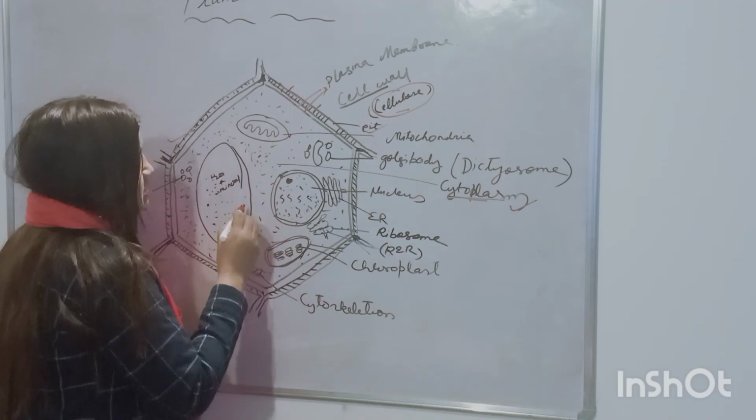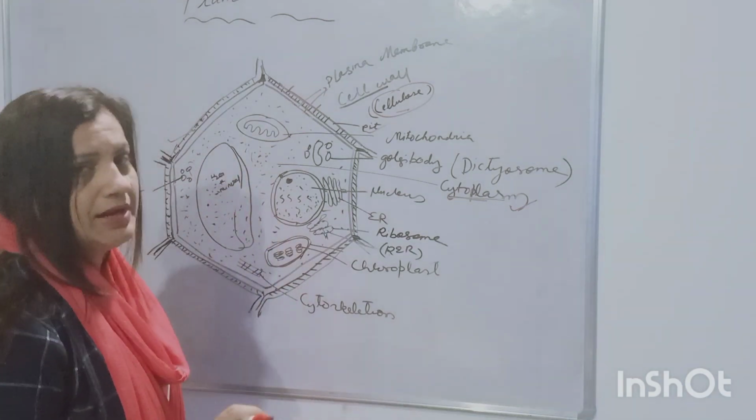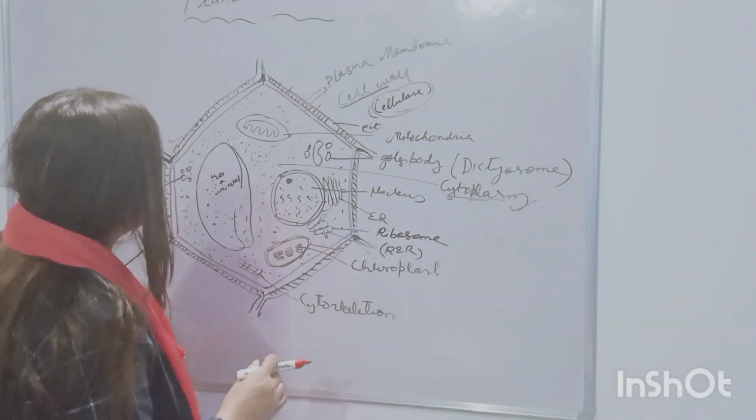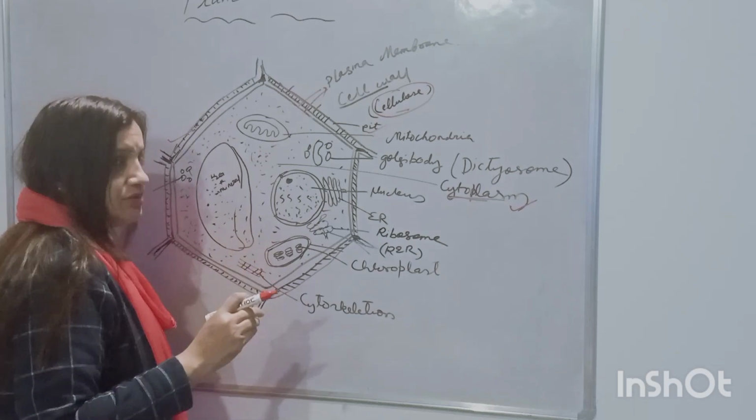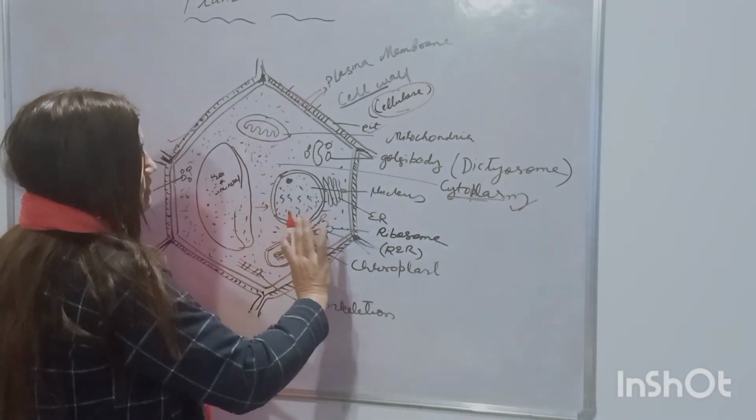You see this large central vacuole, which is present in the plant cell. In the animal cell there are numerous vacuoles, but in the plant cell there is one large central vacuole, and because it is large in size, it shifts the nucleus toward one side.